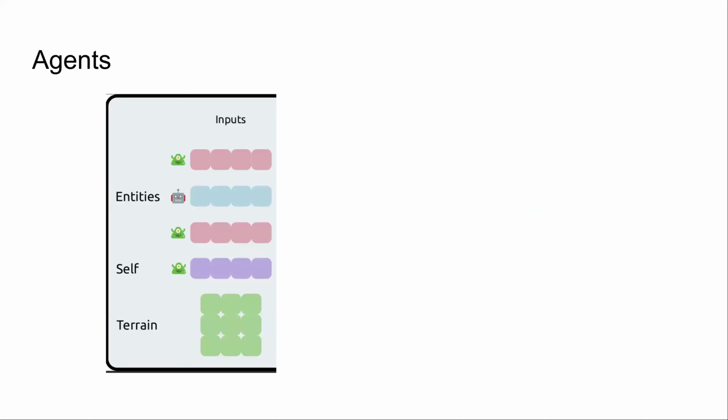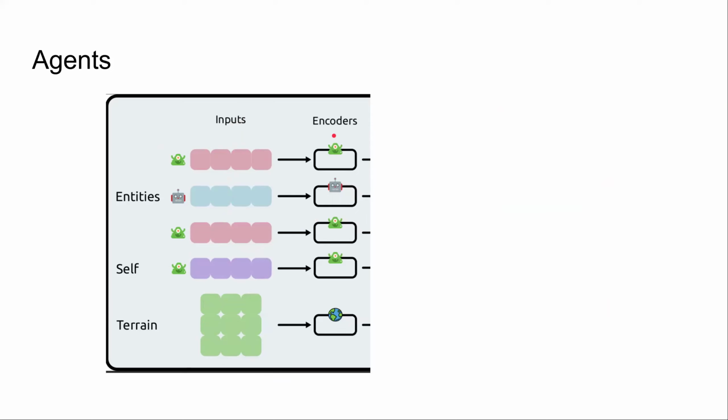So let's quickly look at how our agents are parameterized and how they work. The agent observes a local area around it, and it observes both the entities, so the other agents and, for instance, robots that are close by, and its own properties, things like how much energy it has, how old it is, and so on. It also observes a local area of the terrain, indicating properties such as how much energy there is, what the movement cost is, and so on. Each of these different features is passed through separate encoders.